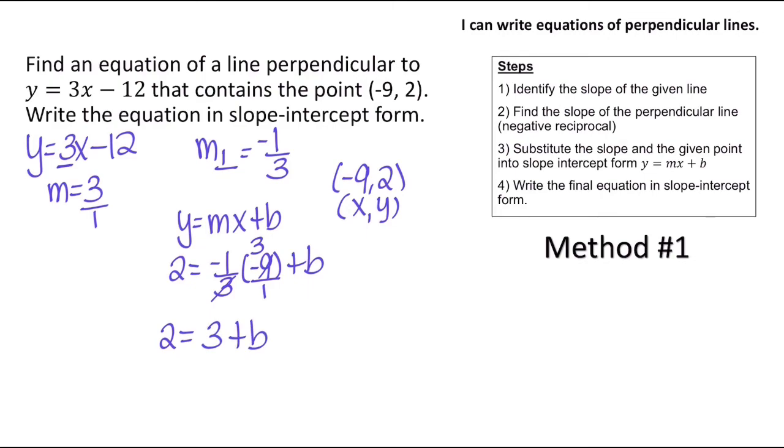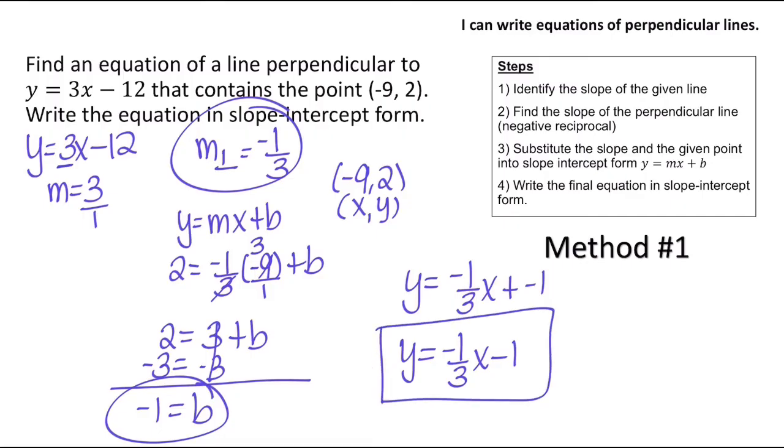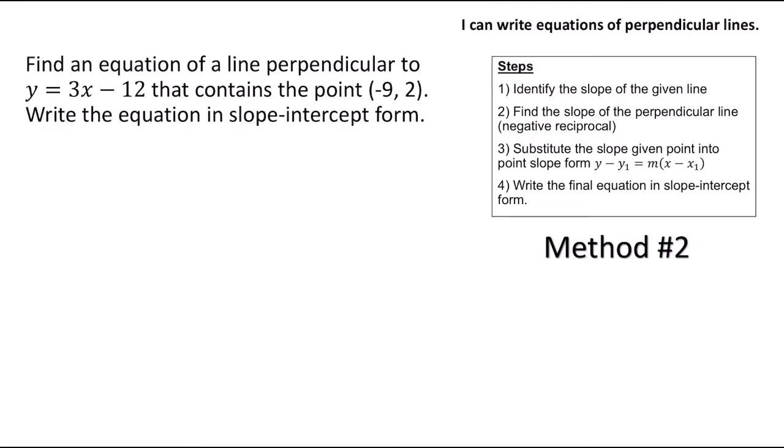Now to solve for b, I'm going to subtract 3 from both sides. So when I do that, I get 2 minus 3, which is -1. So I have -1 equals b. So now I have b and my perpendicular slope. So I'm going to write y equals -1/3 x plus negative 1, which is y equals negative 1/3 x minus 1, because that plus negative will combine into a subtraction sign. Now let's solve this problem using method 2.